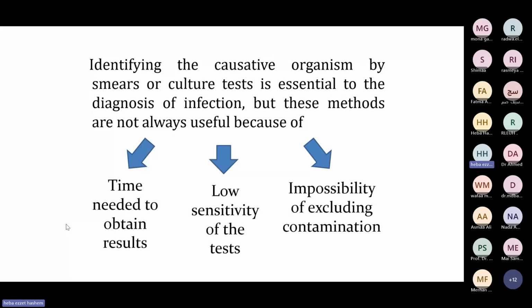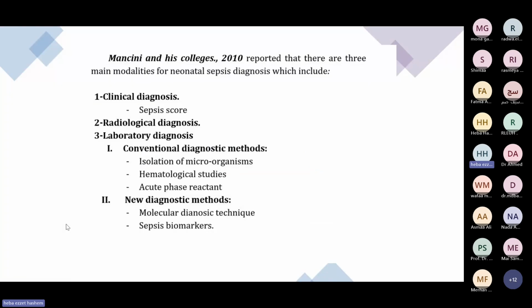Diagnosis of neonatal sepsis depends on three main items: first, the clinical diagnosis with a sepsis score; second, the radiological diagnosis, which is very important, especially in patients with pneumonia; and third, the laboratory diagnosis, which depends on two main items, the conventional diagnostic methods and the new diagnostic methods. Conventional diagnostic methods include isolation, hematological studies, and acute phase reactants, while the new diagnostic methods include the molecular techniques and the sepsis biomarkers.